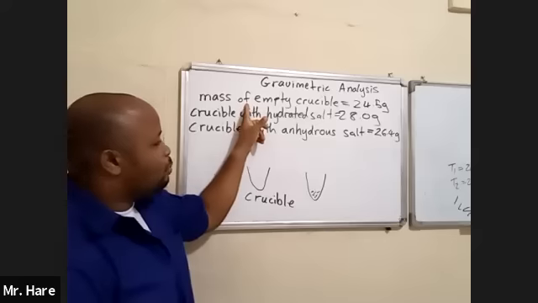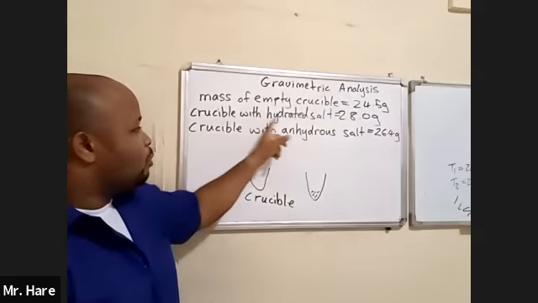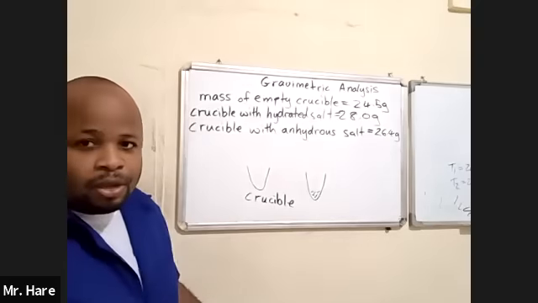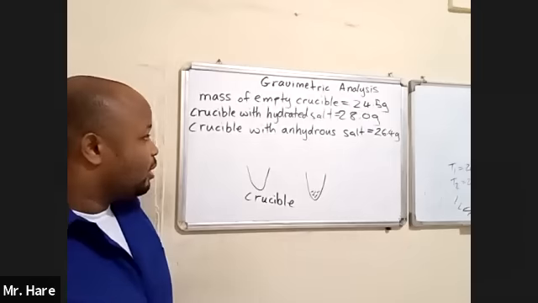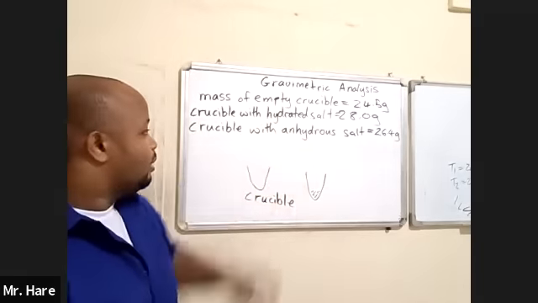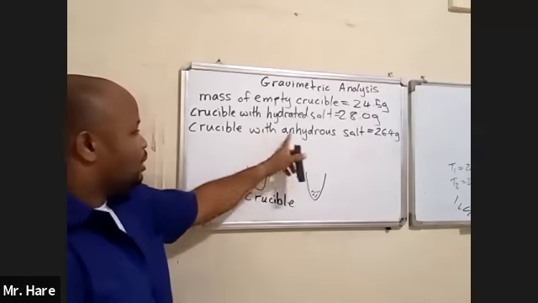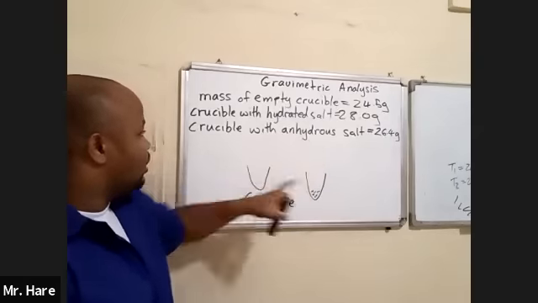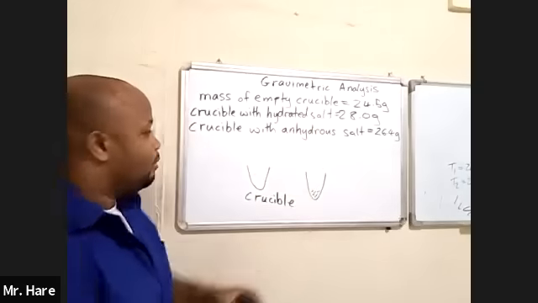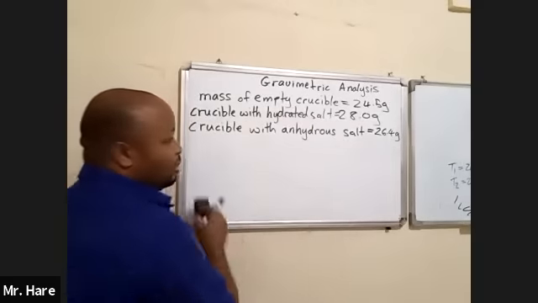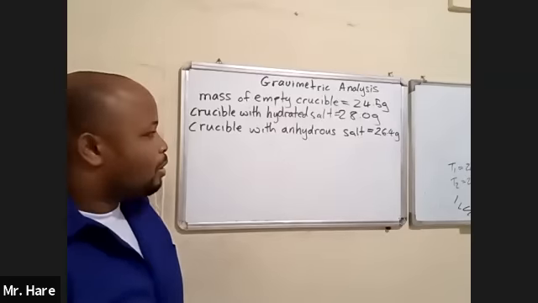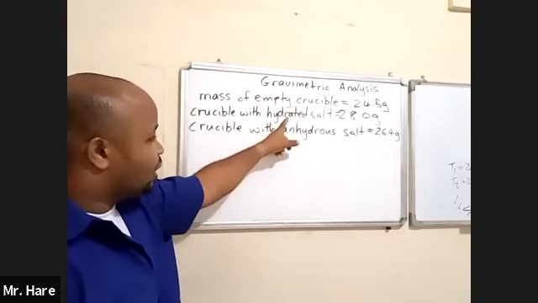You have the mass of the empty crucible, and the mass of the crucible with the hydrated salt. Then you're going to heat it so that all of the water can be evaporated. Then you record the mass of the salt after heating, and that will be the anhydrous salt. So this is the salt before heating and after it is heated. So in terms of calculations, the first calculation that we need to do is to get the actual mass of the hydrated salt.